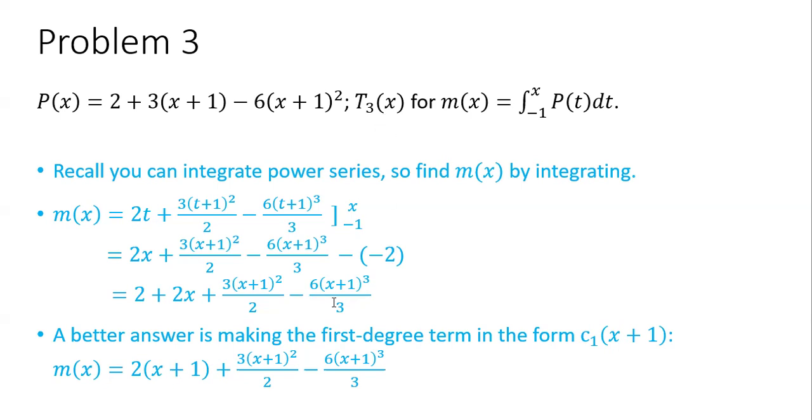Now, a better answer is to make the first degree term in the form this guy. So we can factor out a 2 from these first two terms. So it becomes 2 times x plus 1, so that it matches more the power series form, because we should write this guy as x plus 1 to the first power to match the power series representation. So one way to do it is just factor out the 2 from these two terms. And that does it. Okay.